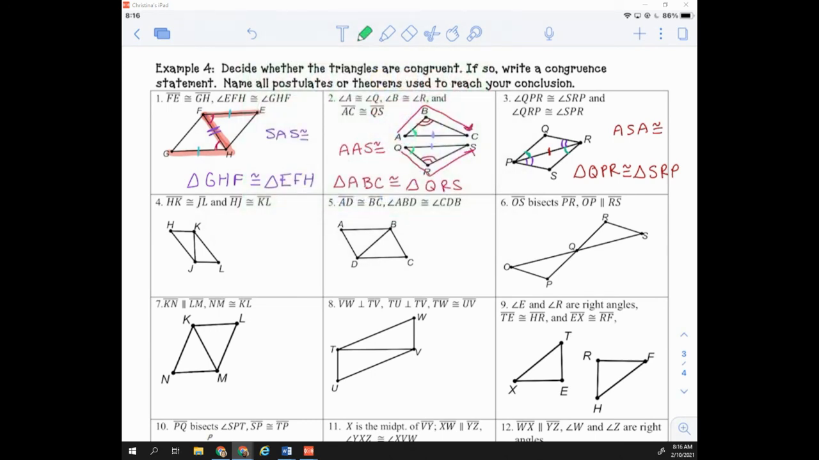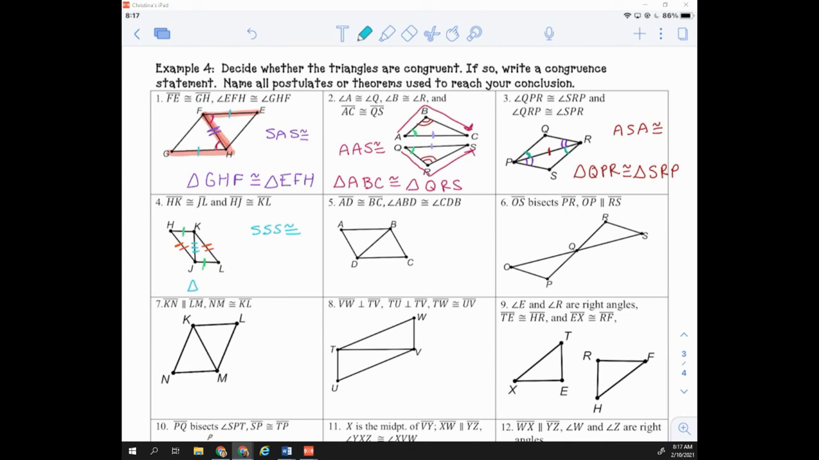Okay, HK is congruent to LJ, and HJ is congruent to KL. Then we also have to recognize that KJ has to be congruent to itself because it's shared between both triangles. So that means we have all three sides that we know are congruent. So that one's easy, side, side, side congruence. And then we just have to match the order.